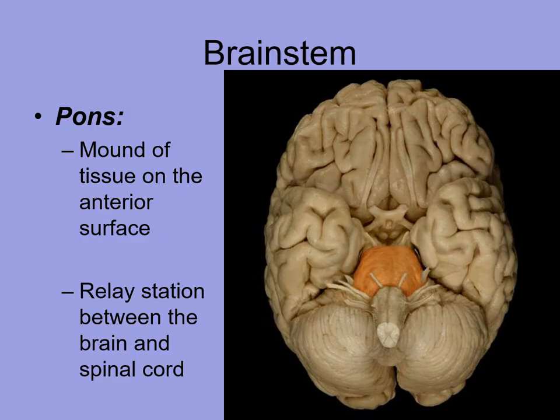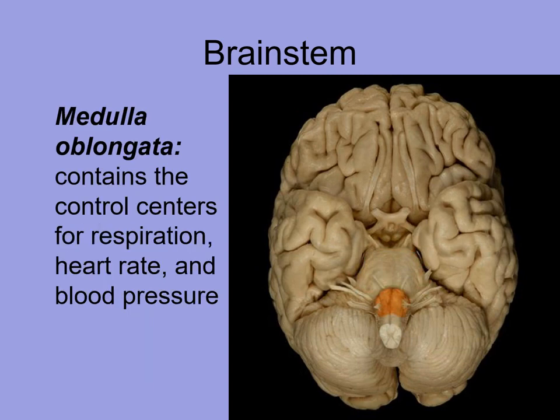The pons, this looks like a mound of tissue. It's on the anterior surface, and it's a relay station sending information from the spinal cord to the brain and back. So information coming from the spinal cord has to pass through the pons on its way towards the brain. And then the medulla oblongata, this once again is part of the brainstem. If you look, this is the spinal cord right here, so information is going to be coming up through the medulla to the pons and on further up into the brain.